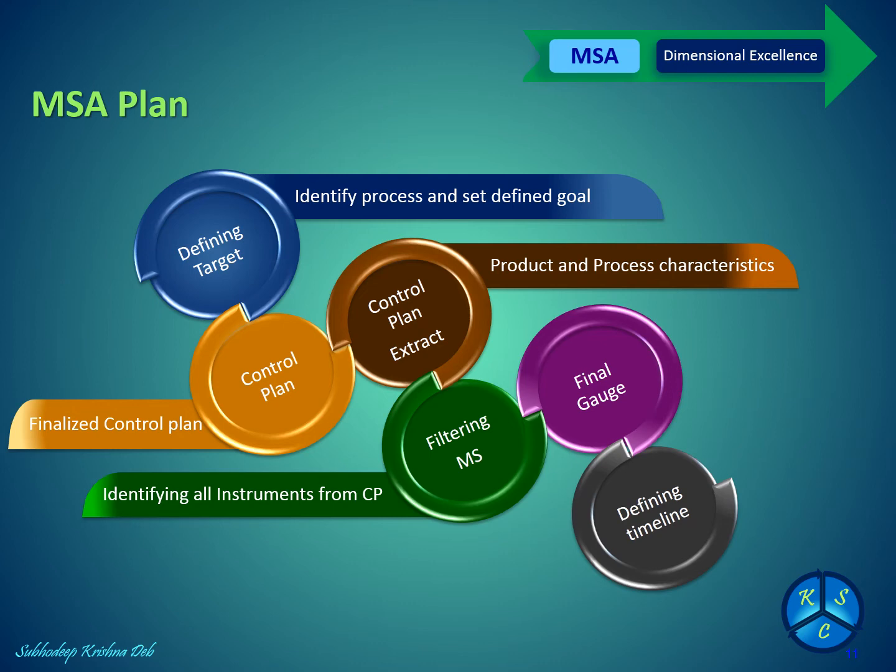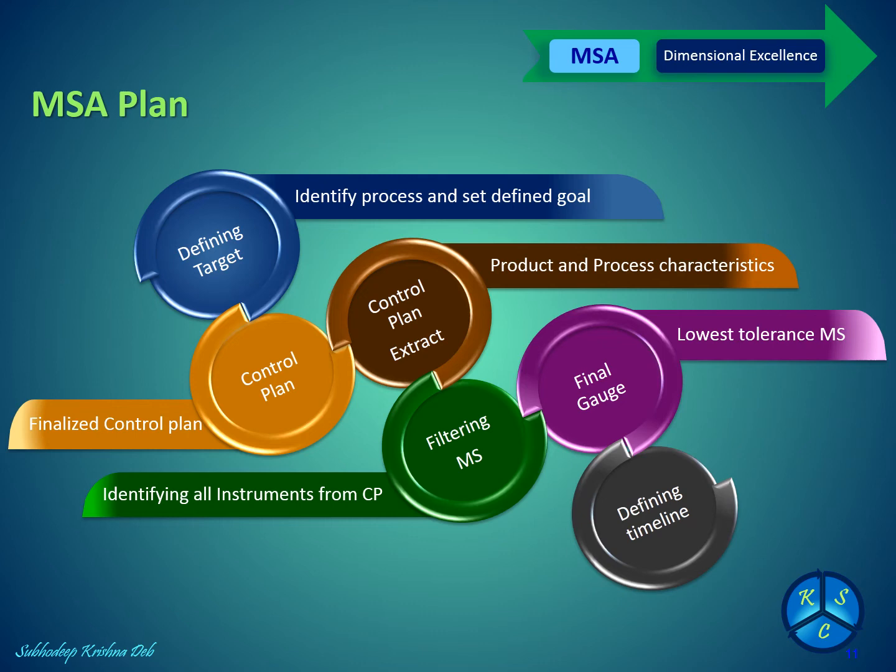To control the product and process characteristics, we identify all the instruments in the control plan from the measurement system. After identifying the list of instruments and getting the total gauge list, it may be possible that we are unable to perform MSA for 100% of the gauges. So we need to select the lowest tolerance measurement system present for a particular parameter.